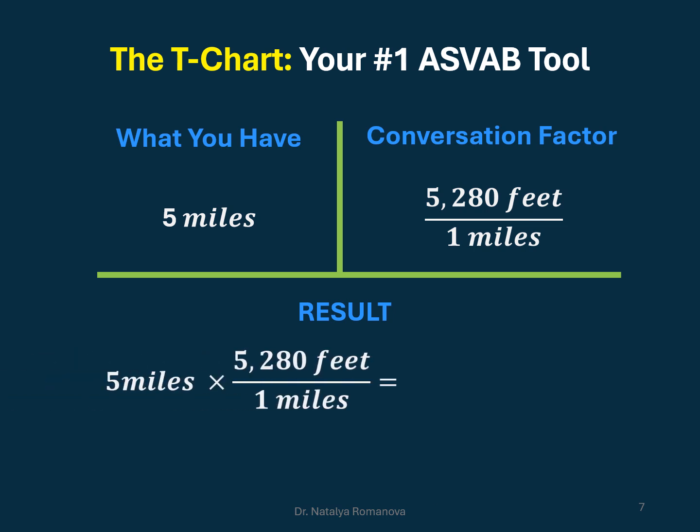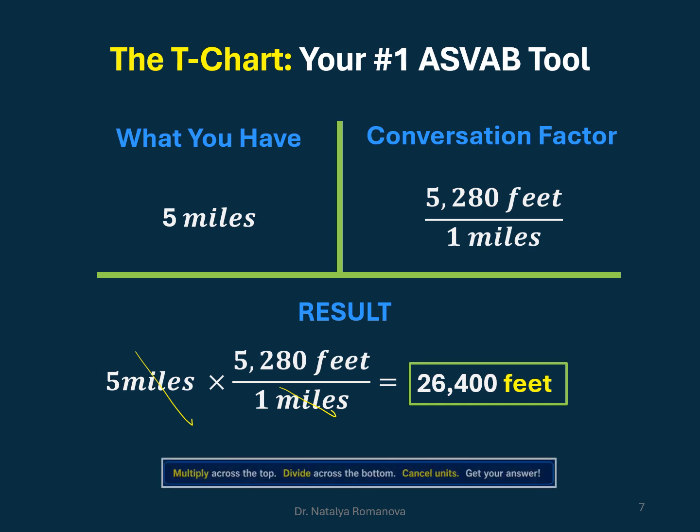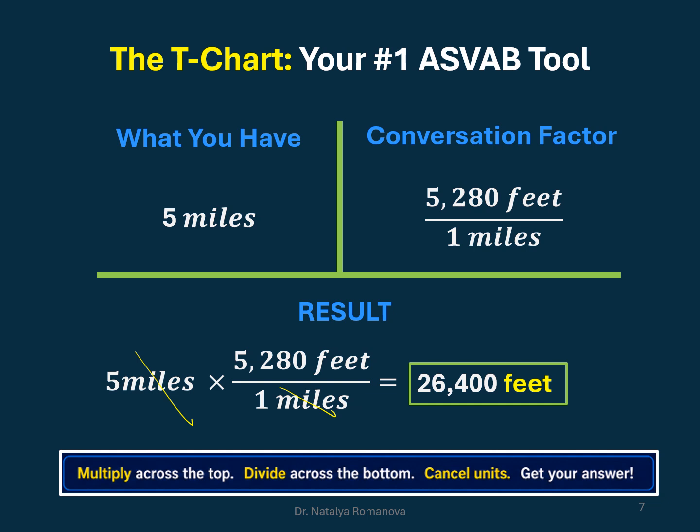So next step, multiply what you have times the conversion factor. You cancel out miles and you will have the answer, 26,400 feet. This method works every time. If you set up correctly, you cannot fail.